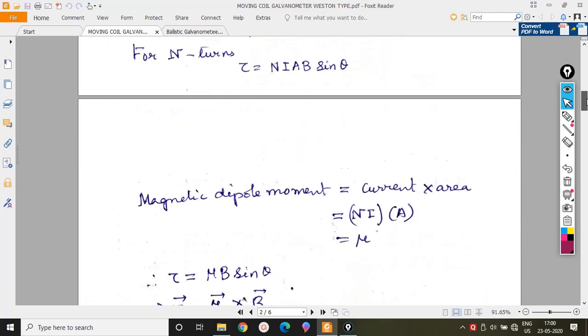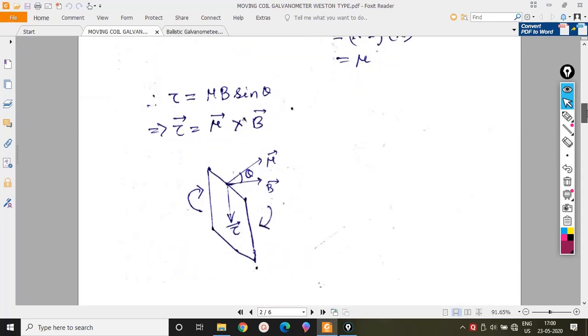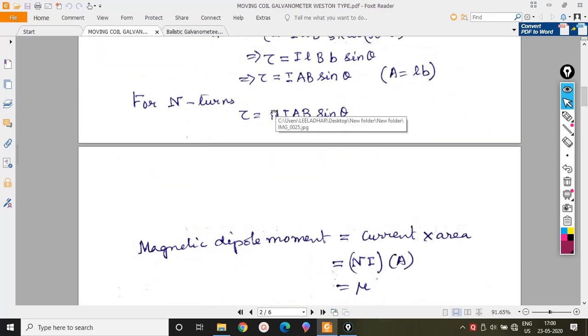From this expression it is very clear that whenever we put a loop in a magnetic field and run a current through it, it will give you a torque. Then what is the application of this? What are the possible applications? One of the possible applications of a loop getting torque while put in a magnetic field is in a galvanometer.